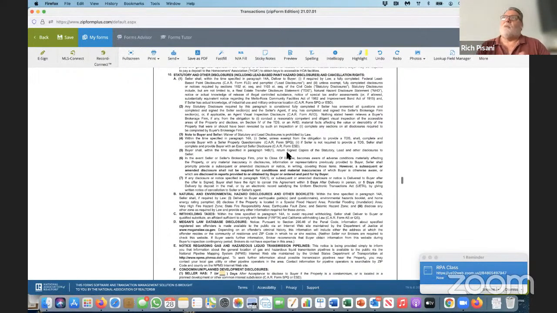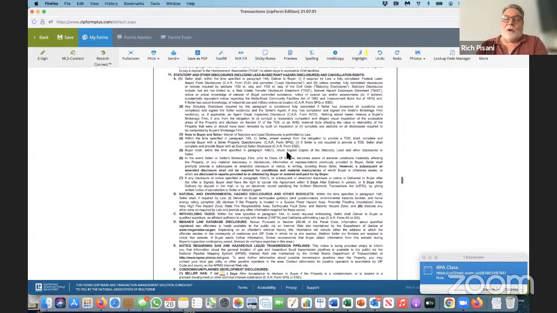Statutory disclosures, what does that mean? That means they are required by law. And what are they? Lead-based paint. If that property is built prior to 78, then it needs to be disclosed that there most likely is lead-based paint somewhere on that property.